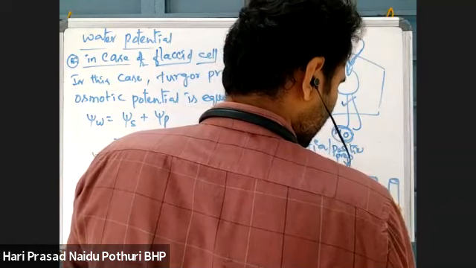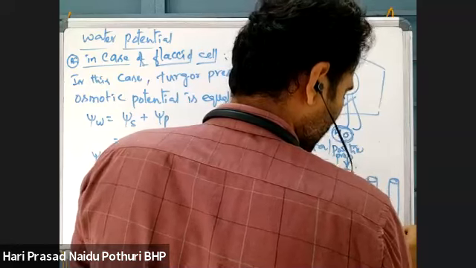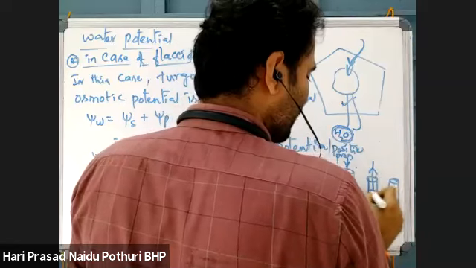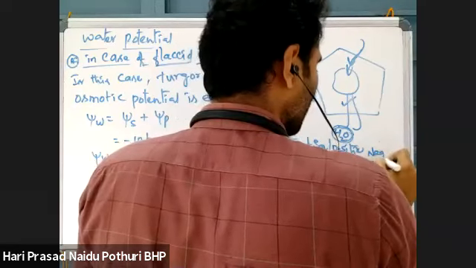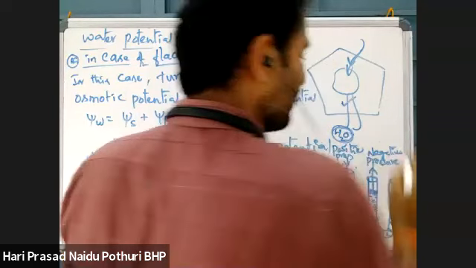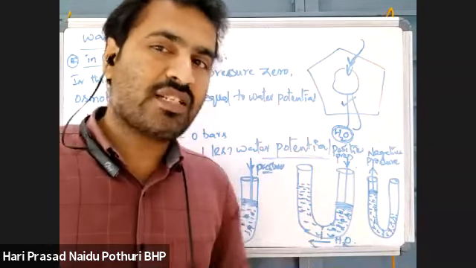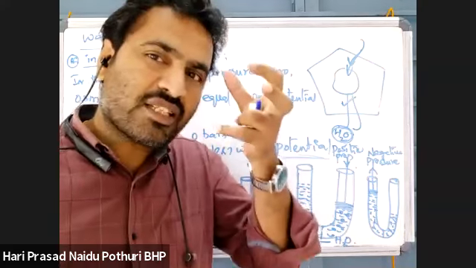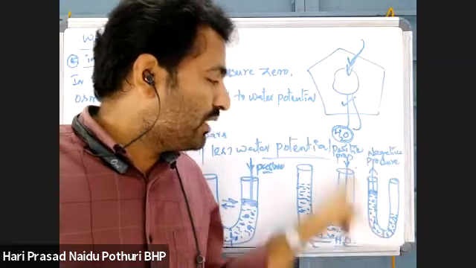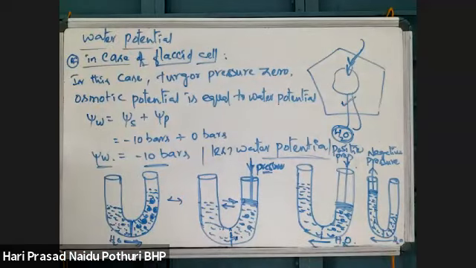Suppose same condition. Here solutes are there, everything is there. If any negative pressure is developed here, negative pressure, if we apply negative pressure, what happens? Negative pressure means like sucking with a straw. When negative pressure is applied, there is movement from low water potential to high water potential also.